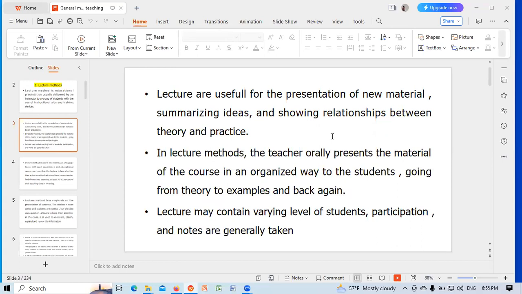Lectures are useful for the presentation of new material, summarizing ideas and showing the relationship between theory and practice. In a lecture, the teacher orally presents material that is organized for the students, going from theory to examples and back again. That is the deductive and inductive method. A lecture may contain students of varying levels, with different levels of knowledge, and notes are generally taken by the participants.